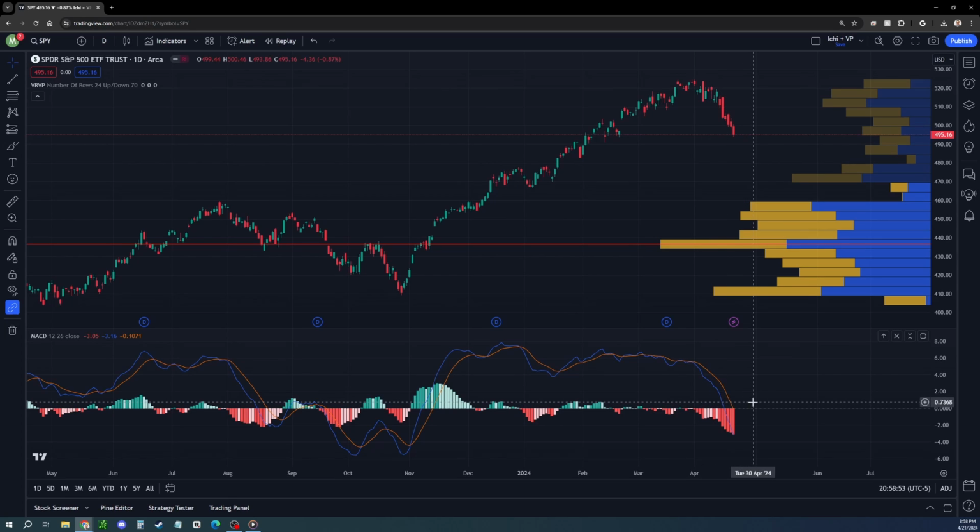Next, the signal line, which is a 9-period EMA of the MACD line itself, acts as a trigger for buy and sell signals. This line smooths out the MACD line to help identify turns and changes in the trend more clearly.